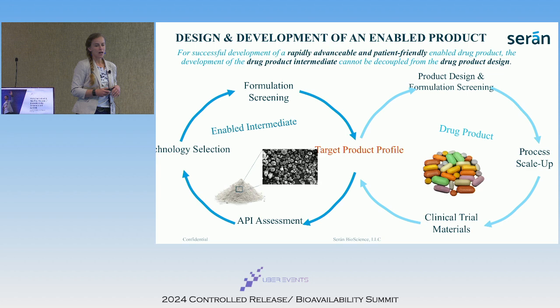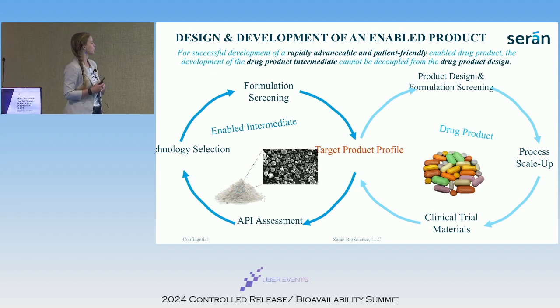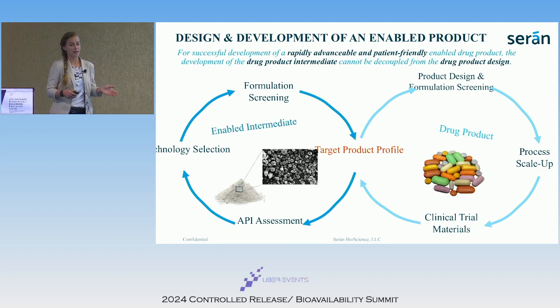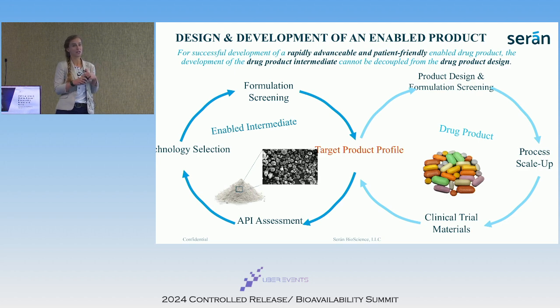So what I wanted to talk about today is how we do this for an enabled drug product, particularly with an amorphous solid dispersion. I put this diagram together to give an overview of the two different parts of drug product development for an enabled product that we might consider. On the left-hand side, we have our enabled intermediate development. And on the right-hand side, we have our drug product. And very often, these two things do not overlap in the middle with a target product profile. They're done completely independently. Someone develops the intermediate, they hand it off to the people who develop the drug product, and you're just stuck with what you have to try to make it work.